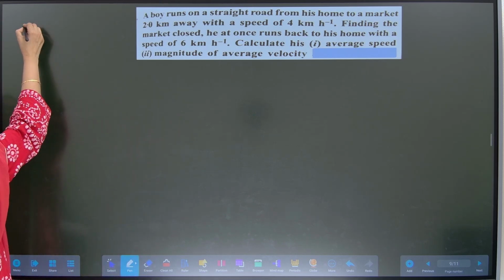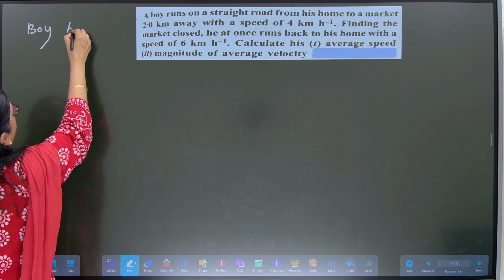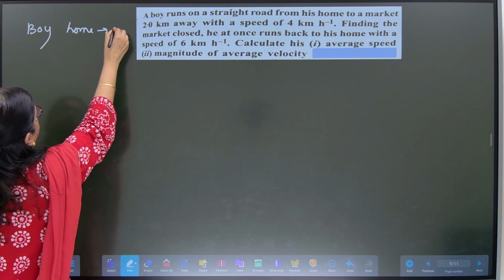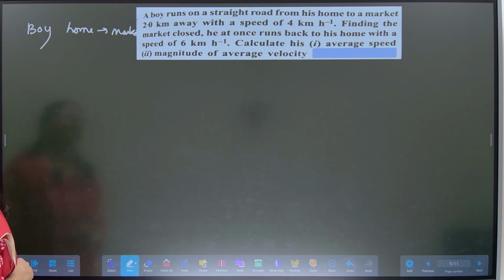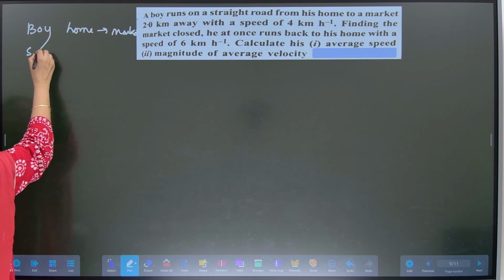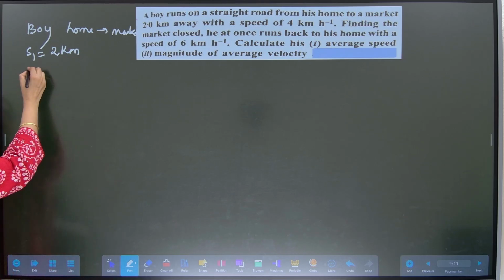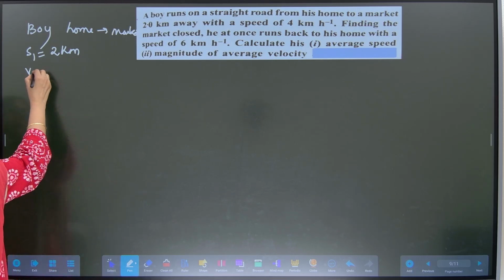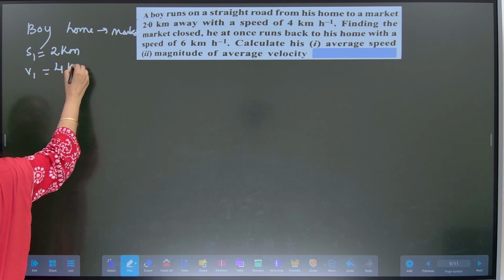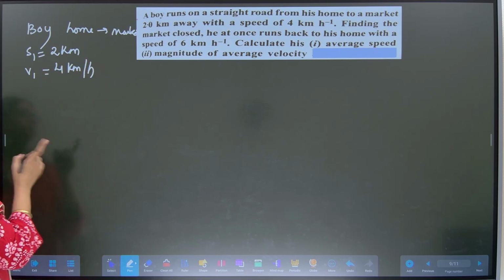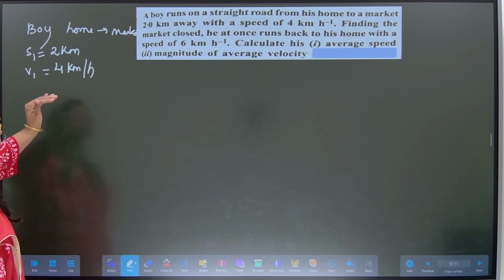This boy is going from home to market. What is the distance? 2 kilometers. What is the time taken? The speed is what is given to us, not the time. Time we will calculate. 4 kilometers per hour, that is the speed given. Market is closed. So calculate the average speed.